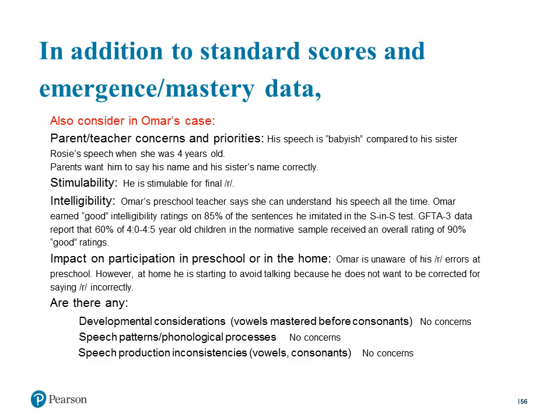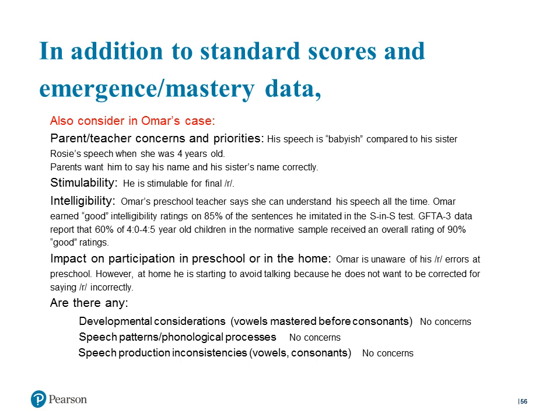But we don't just use the Goldman-Fristoe. We have to consider other factors. So, what are the other factors? Well, the parent and teacher concerns are that his speech is a little babyish compared to his sister Rosie's speech when she was 4, and the parents really want him to be able to say his name, Omar. He wants to say that R, and they also want him to say his sister's name with that initial R as well.